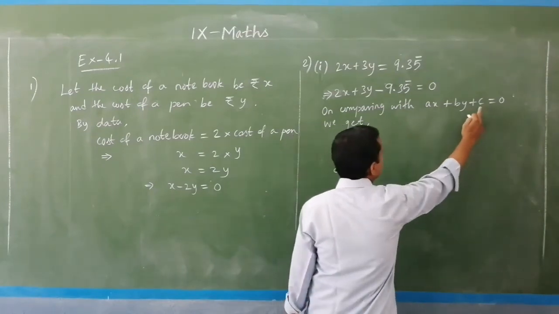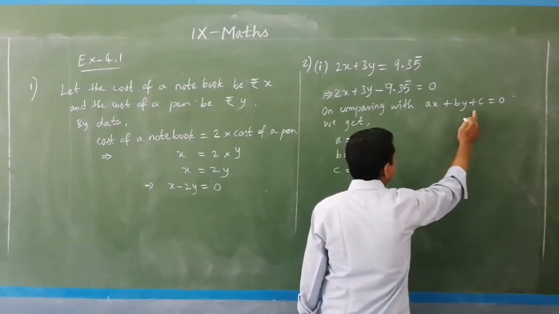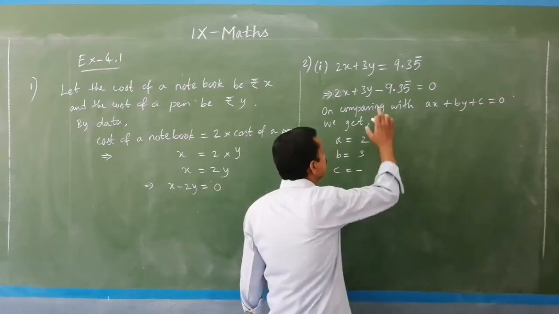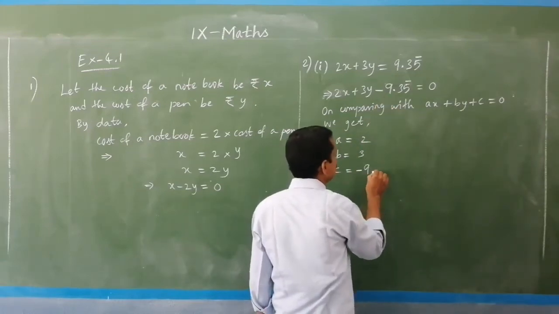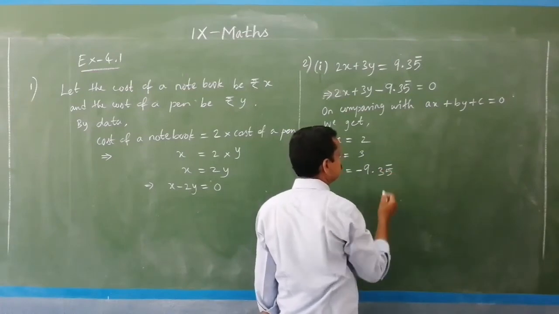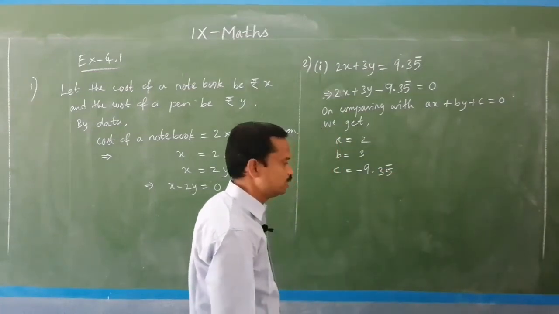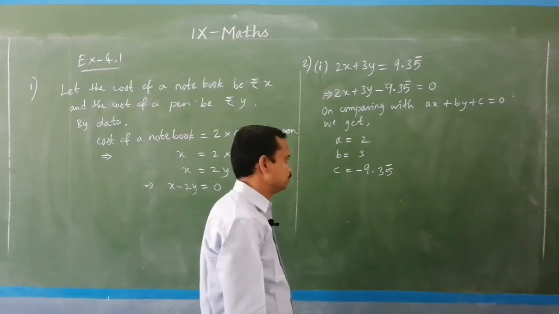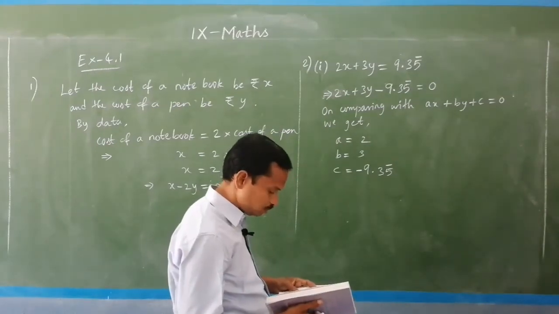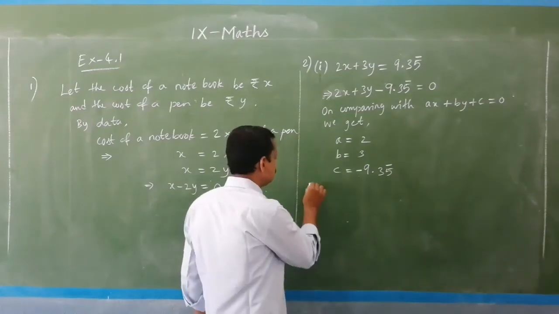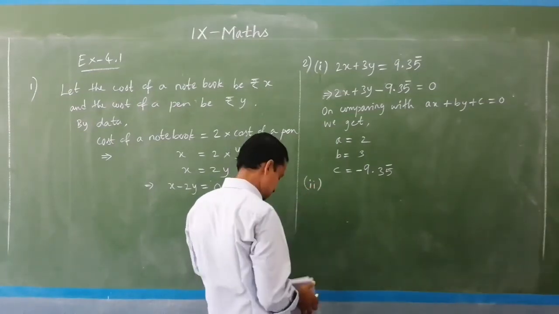In general form all the signs are plus, but if you find minus here, you have to put minus. So, C value is minus 9.35 bar. Like that the other options are there, and I will do a few more sums for your understanding.